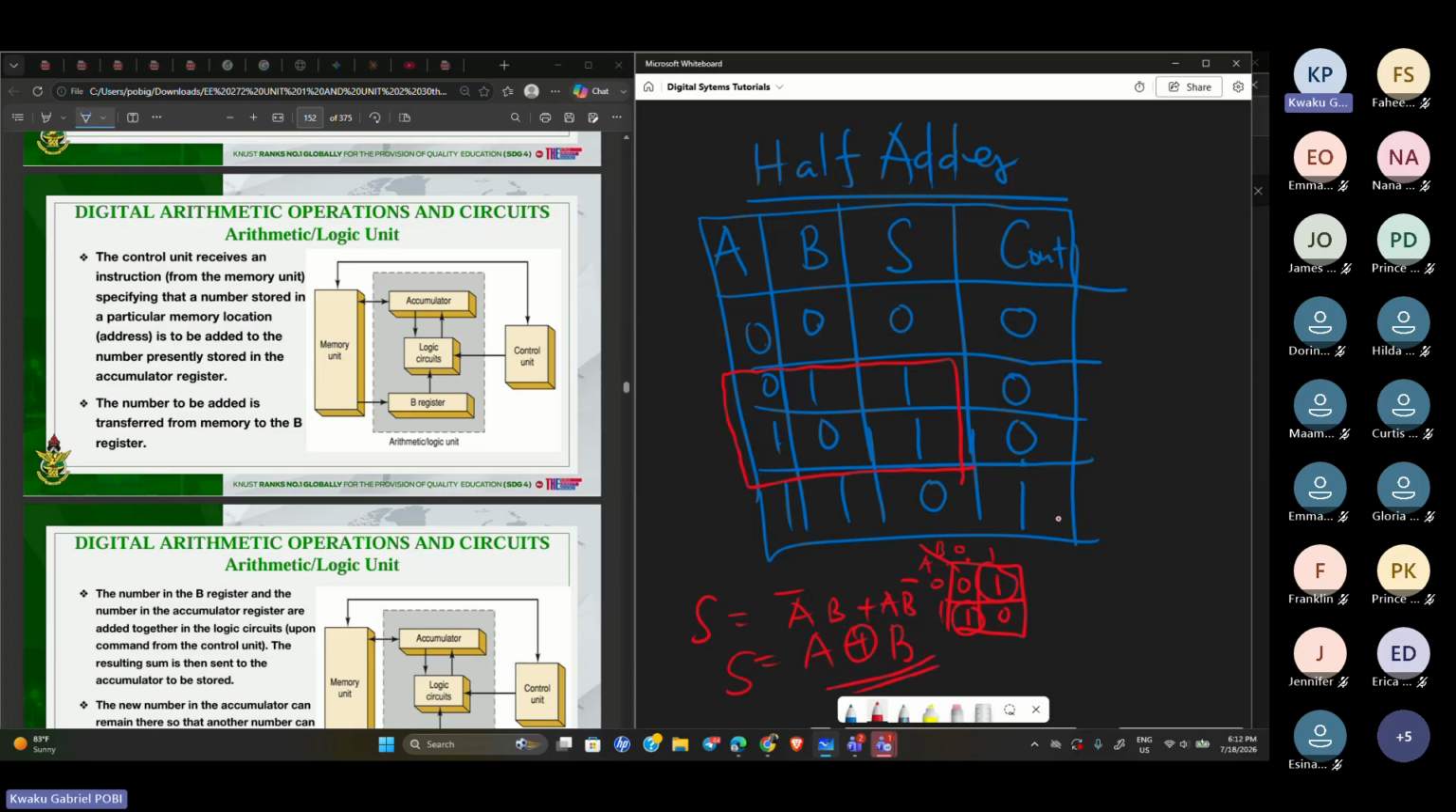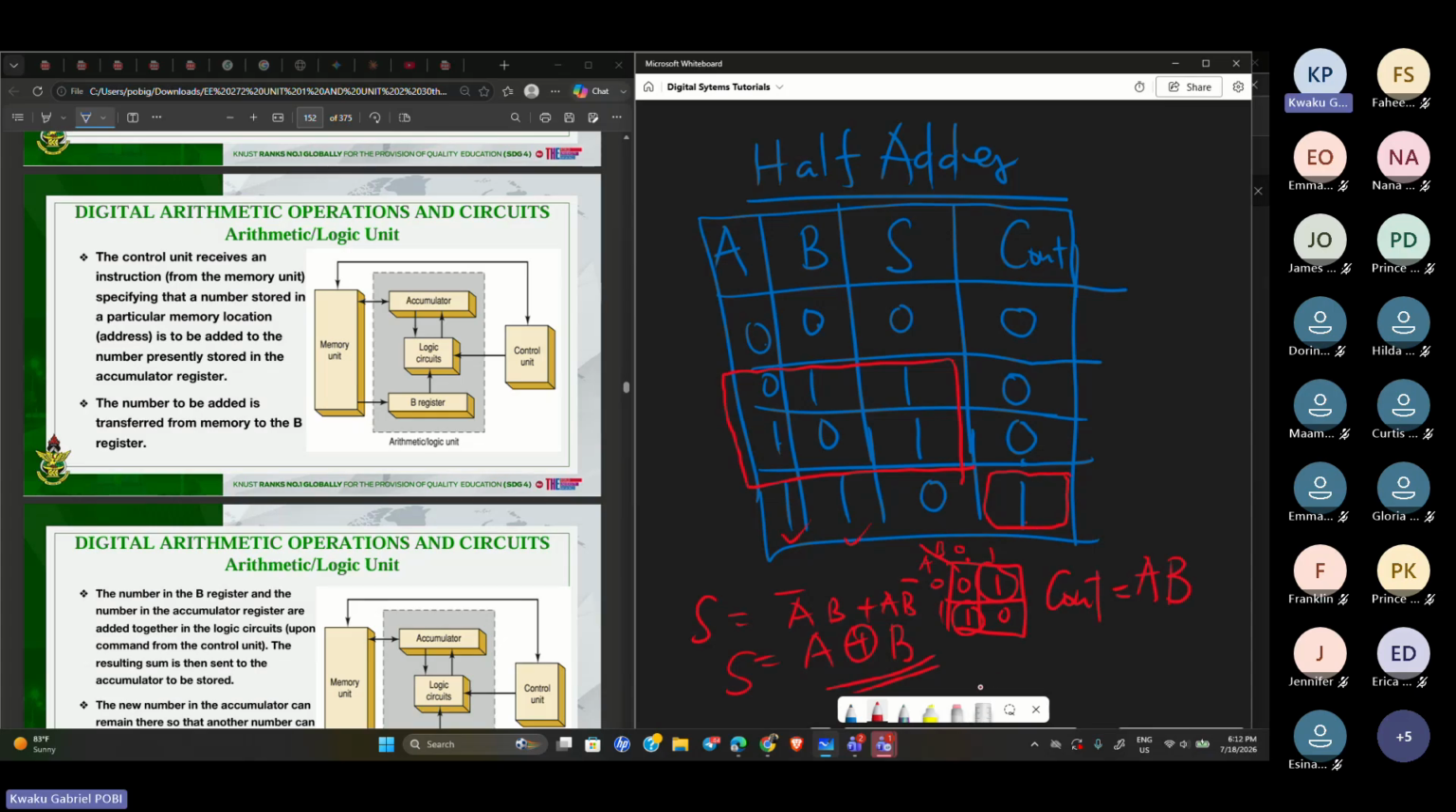Now for the carry, you can only see a high here. The rest are all zeros. So we just have to write the expression for this one. Meaning the carry out for this half adder will just be A B, because both of them are high. So A and then B.